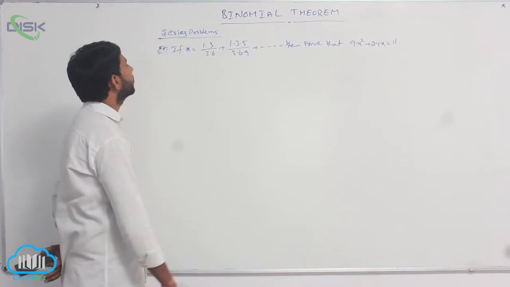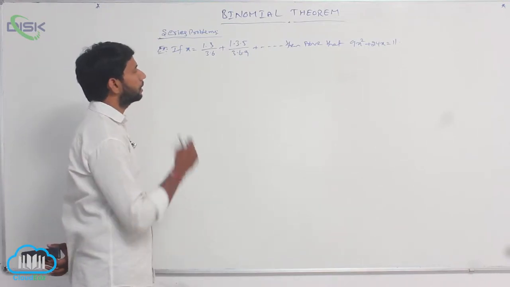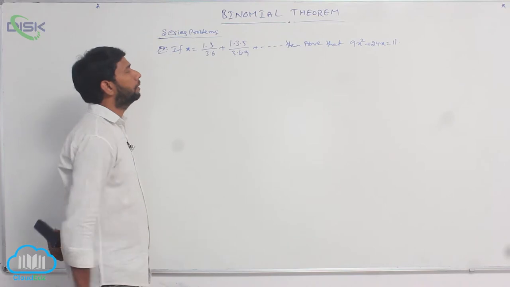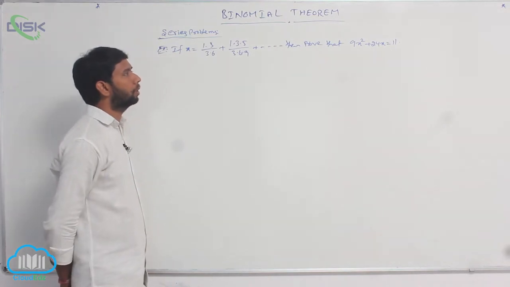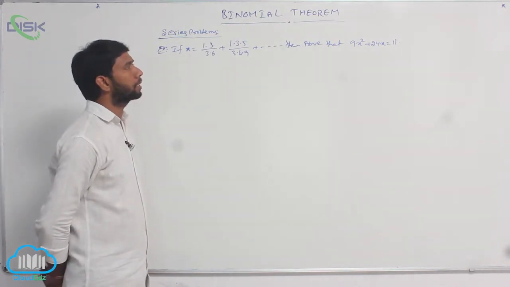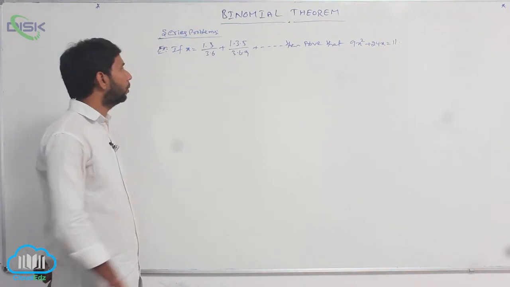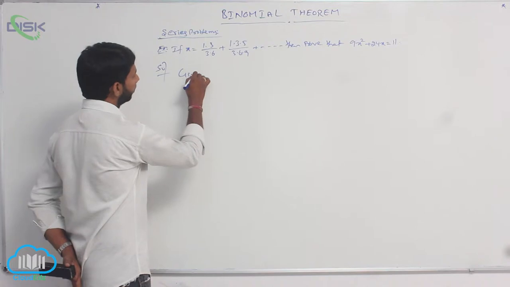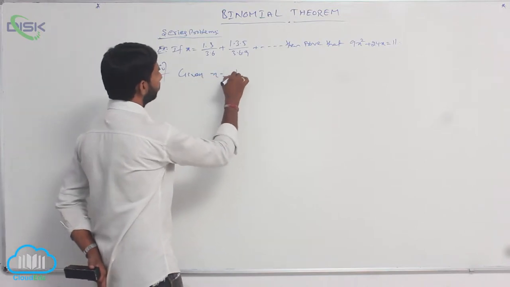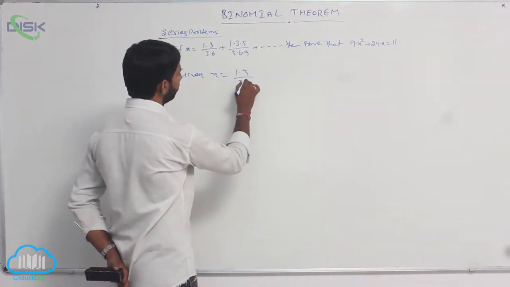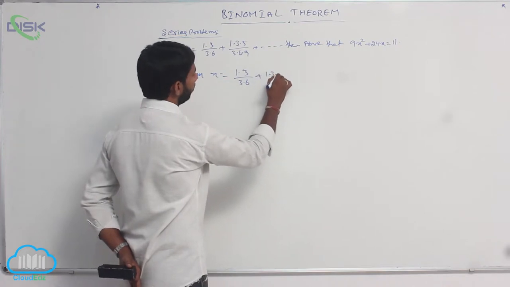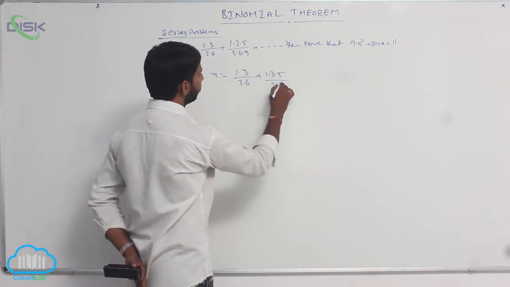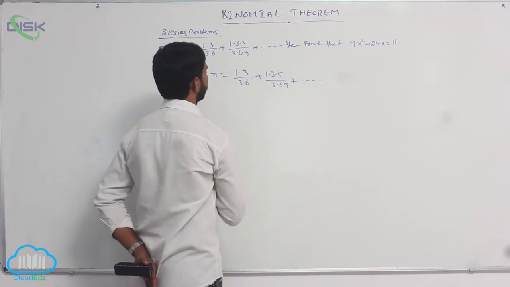Next example, if x is equal to 1 into 3 by 3 into 6 plus 1 into 3 into 5 by 3 into 6 into 9 plus and so on, then prove that 9x square plus 24x is equal to 11. The given series is x is equal to 1 into 3 by 3 into 6 plus 1 into 3 into 5 by 3 into 6 into 9 plus and so on.